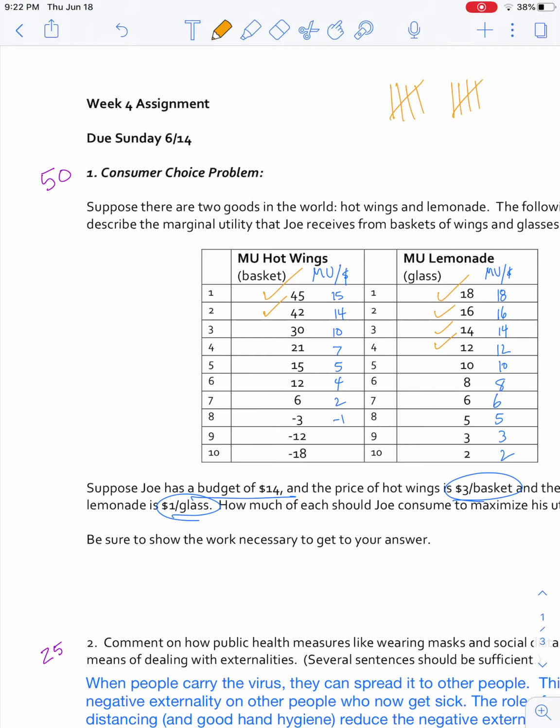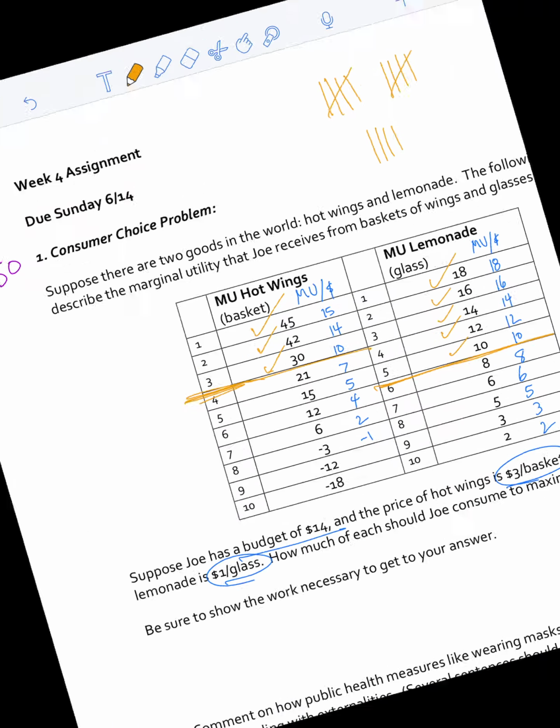What's he do next? Wings or lemonade? It doesn't matter, right? He gets the same bang for your buck from either, so he could do either one. Turns out he still has $4 left, so he can do both. If he buys the lemonade, that's $1. And then if he buys the wings, that's $3. Oh, that's 14. He is out of money, right? And so this is where he stops. He would maximize his utility by buying 3 baskets of wings and 5 glasses of lemonade.